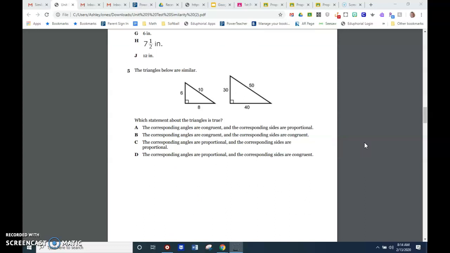Number 5. The triangles below are similar. Which statement about the triangles is true? A. The corresponding angles are congruent and the corresponding sides are proportional. B. The corresponding angles are congruent and the corresponding sides are congruent. C. The corresponding angles are proportional and the corresponding sides are proportional. D. The corresponding angles are proportional and the corresponding sides are congruent.